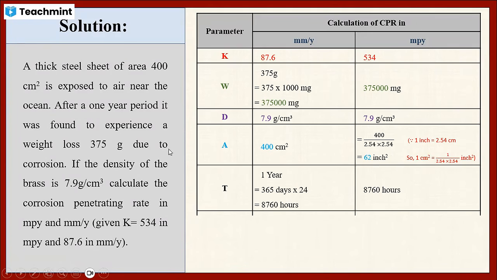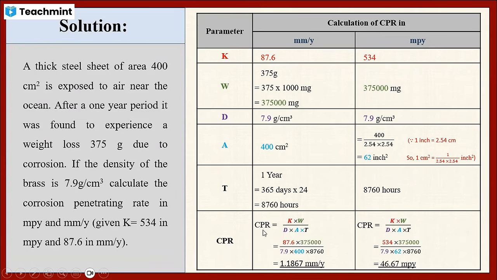Then time. Here in this problem the time is 1 year. So 1 year is nothing but 365 days. We want the result in hours, so we have to multiply by 24. So the answer is 8,760 hours. The same answer is for MPY also.